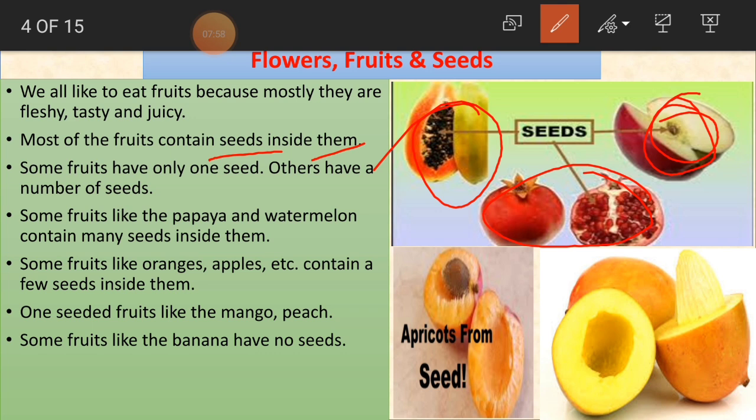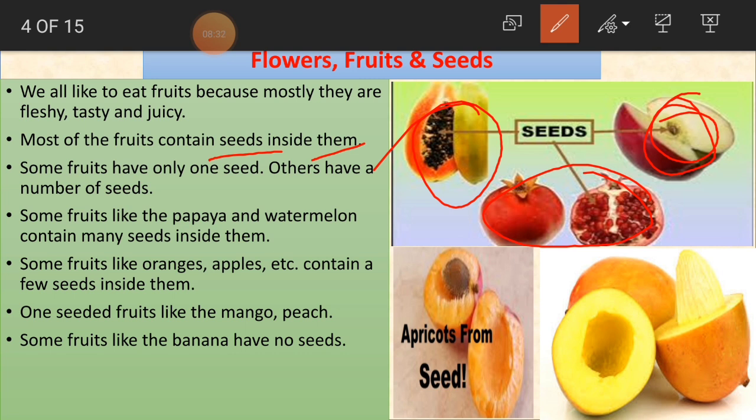And one-seeded fruits like the mango and peach. If you see a mango seed, it is large in size, and the mango fruit has only one seed. Even peach has only one seed. And some fruits like the banana have no seeds. Every day we have bananas, and do they contain any seed, children? No, they don't have any seeds.